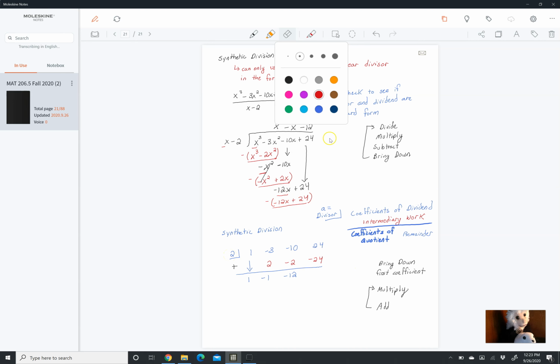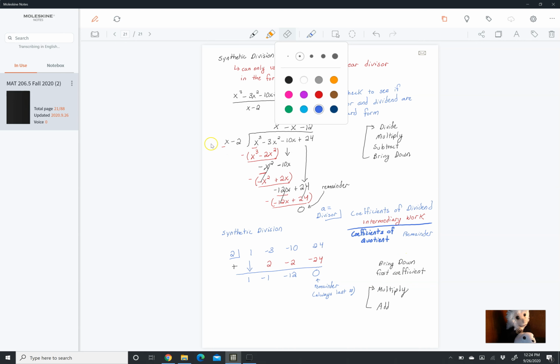Over here we subtract. When we subtract these on top, the negative 12x goes away, and the 24 goes away too, and we get 0. Okay, and if you remember, this 0 is our remainder. On the bottom, when we add, we get 0. This 0 represents our remainder. So our remainder is always the last number. Remember, a remainder of 0 tells us that it's a factor.